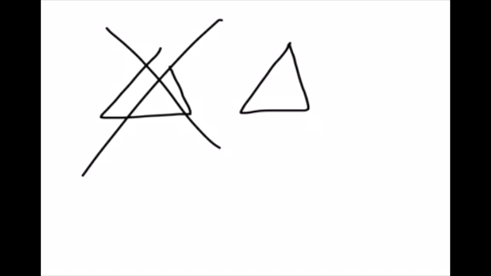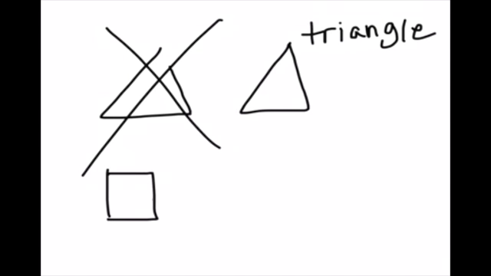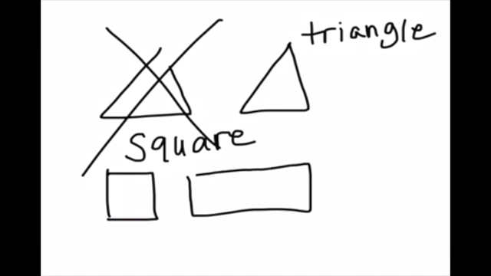What kind of polygon is this again? It has 3 angles and 3 sides. It's a triangle, of course. We also know that this is another polygon that we all know. We have a square. But what kind of polygon would this be? A rectangle.